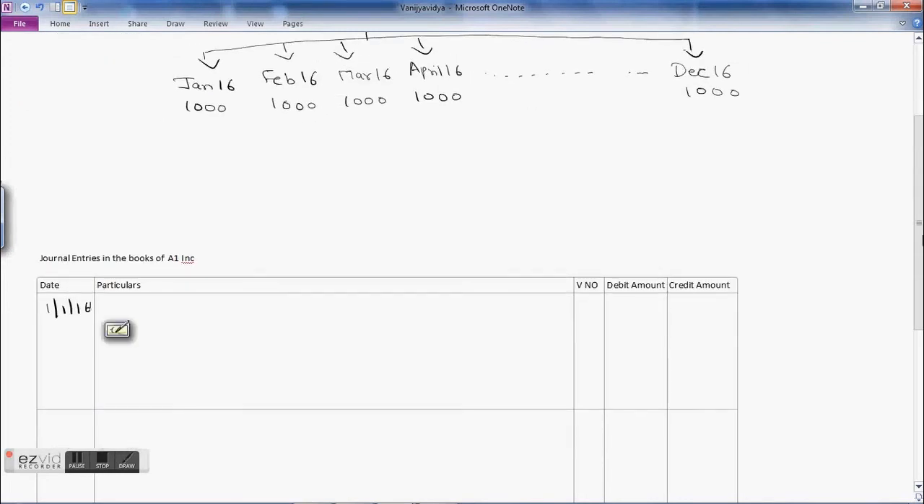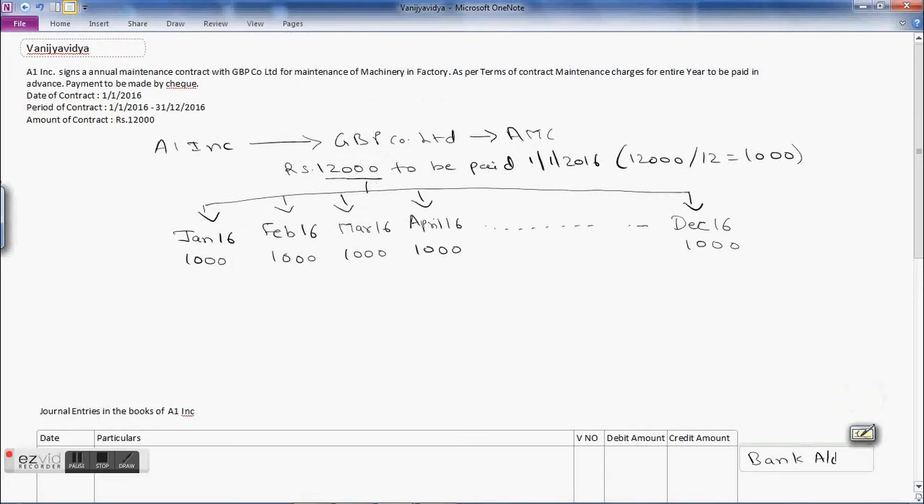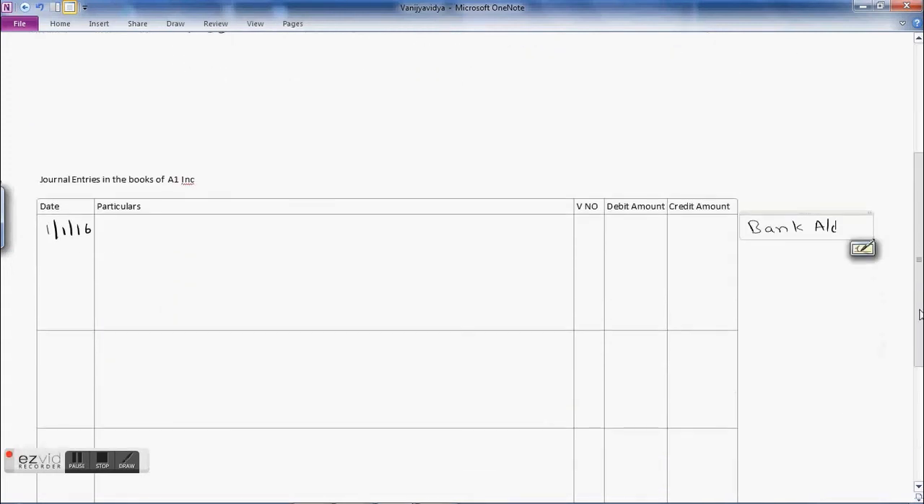If you see the second line, right? One account that will be affected is the bank account, right? And now the amount is paid, and what is the nature of expense? Nature of expense is a prepaid expense. Now prepaid expense is a representative personal account. It's representing GBP private limited company, right?